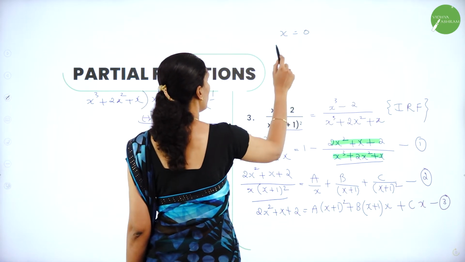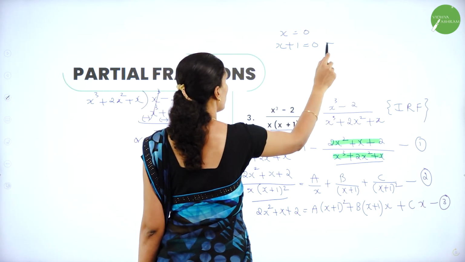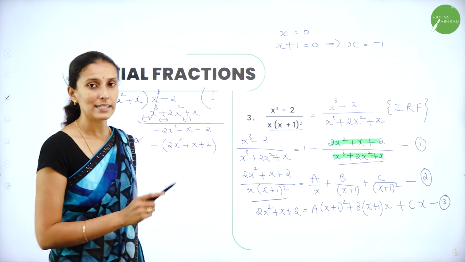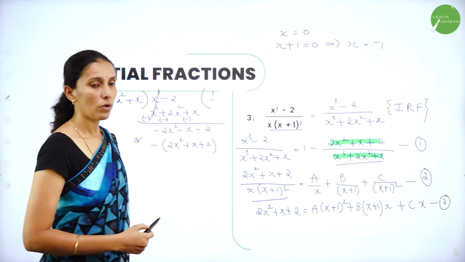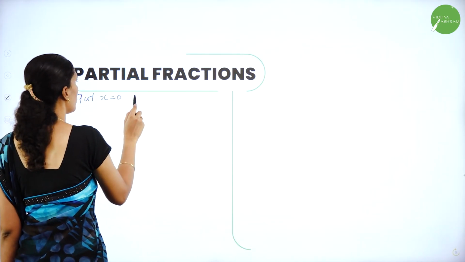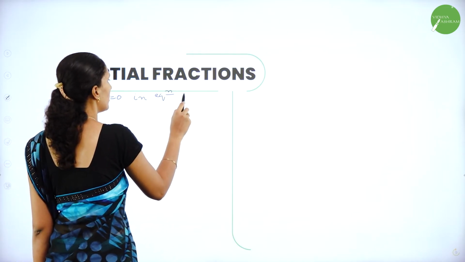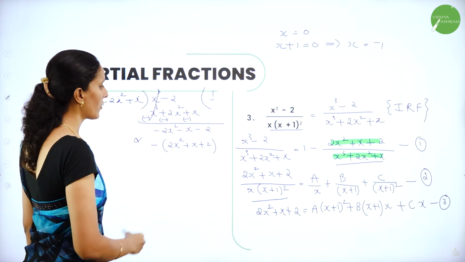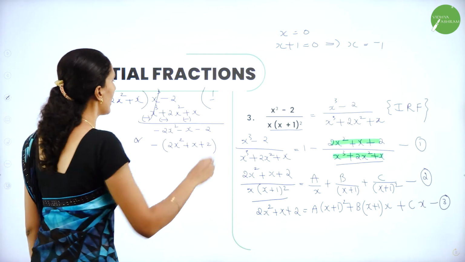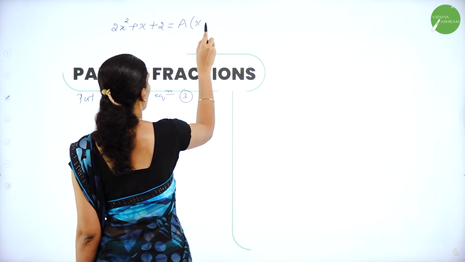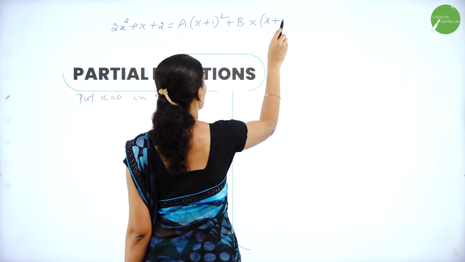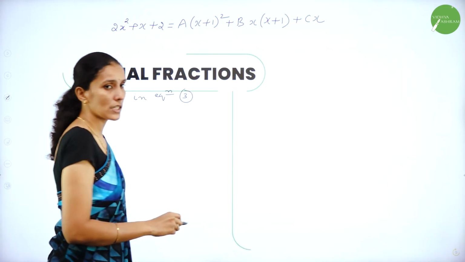One is x is equal to 0. Another one is x plus 1 is equal to 0. So therefore you will get x is equal to minus 1. First substitute the value of x as 0 and minus 1 in equation 3 and find out the constant values. So put x is equal to 0 in equation 3. I'll just write the equation: 2x square plus x plus 2 is equal to a into x plus 1 whole square plus b into x into x plus 1 plus c into x. So this is your equation 3 now.